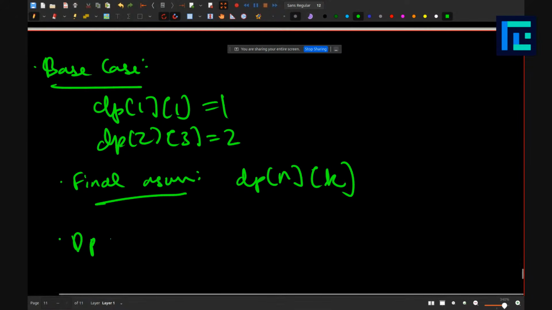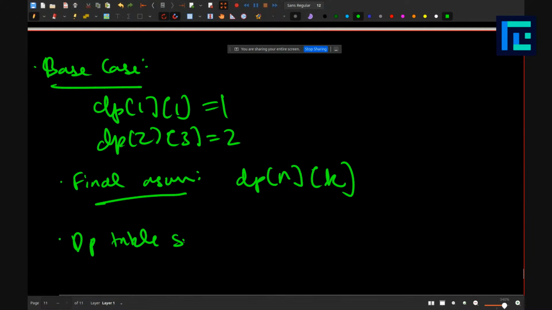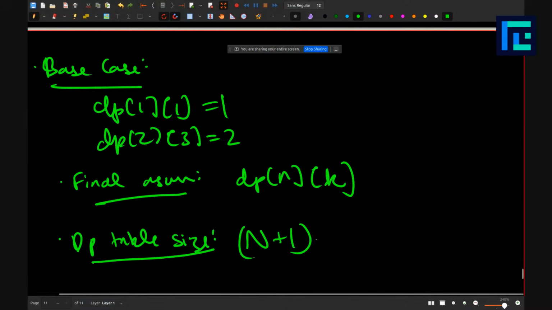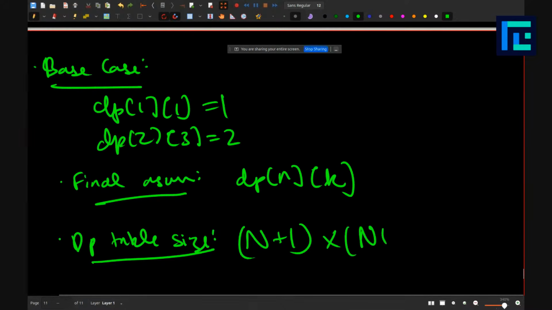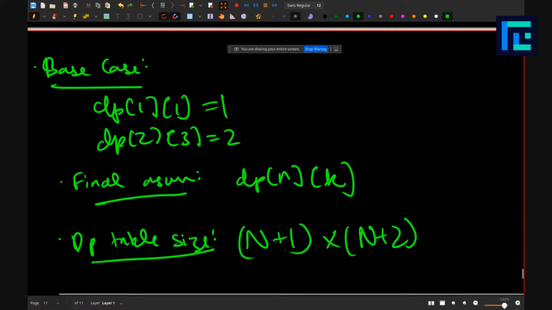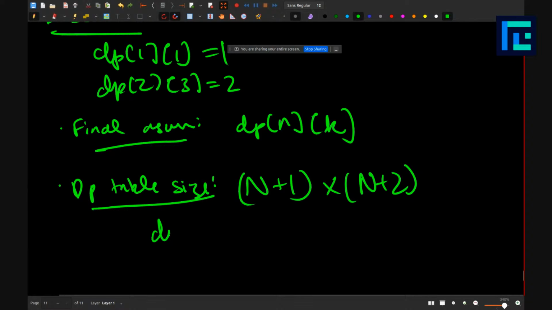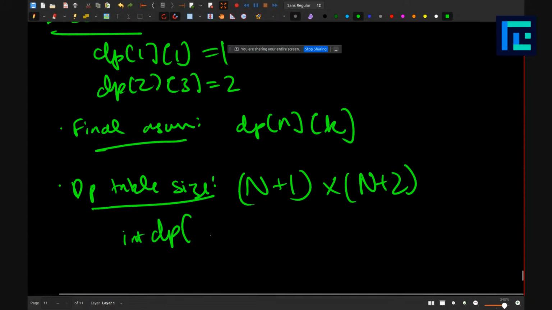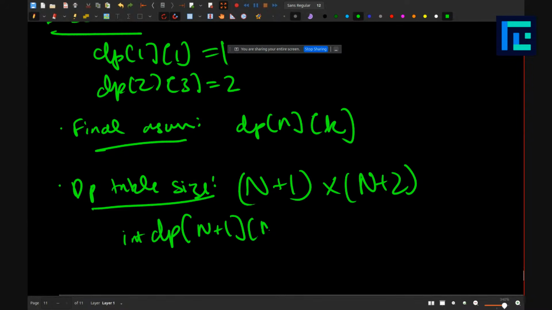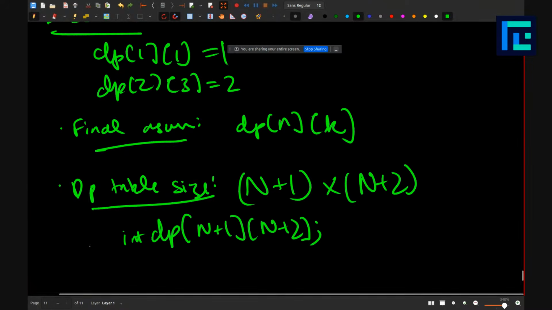What is the dp table size of memory? That will be n plus 1, because we need n elements, times n plus 2, because k can go up to n plus 1. So this will be our dp. Our dp array will look something like int dp of n plus 1, n plus 2. This will be our dp array.